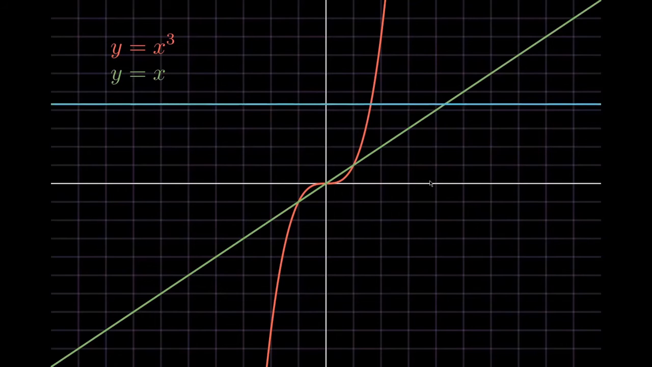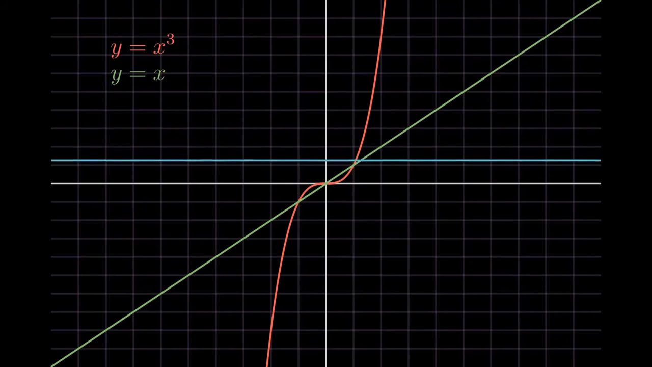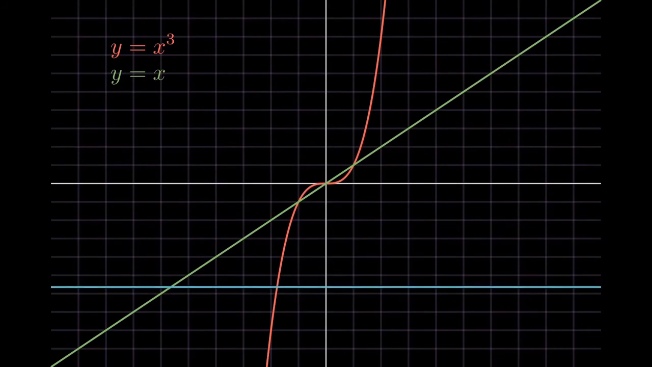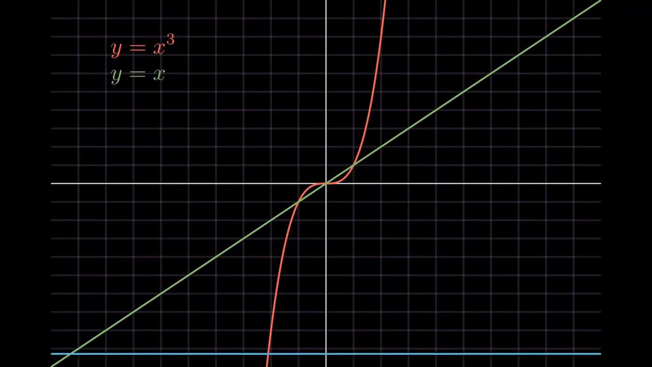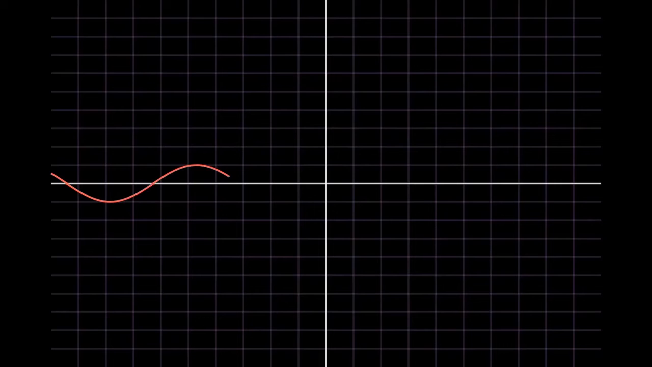So for example here, as I continue to let the blue line slide down, we can see that it never intersects y equals x or y equals x cubed more than once at the same time. What that tells us then is if I had an equation and I cubed both sides, I would not have the possibility of introducing an extraneous solution. Now let's take a look at the horizontal line test in the case that it fails.